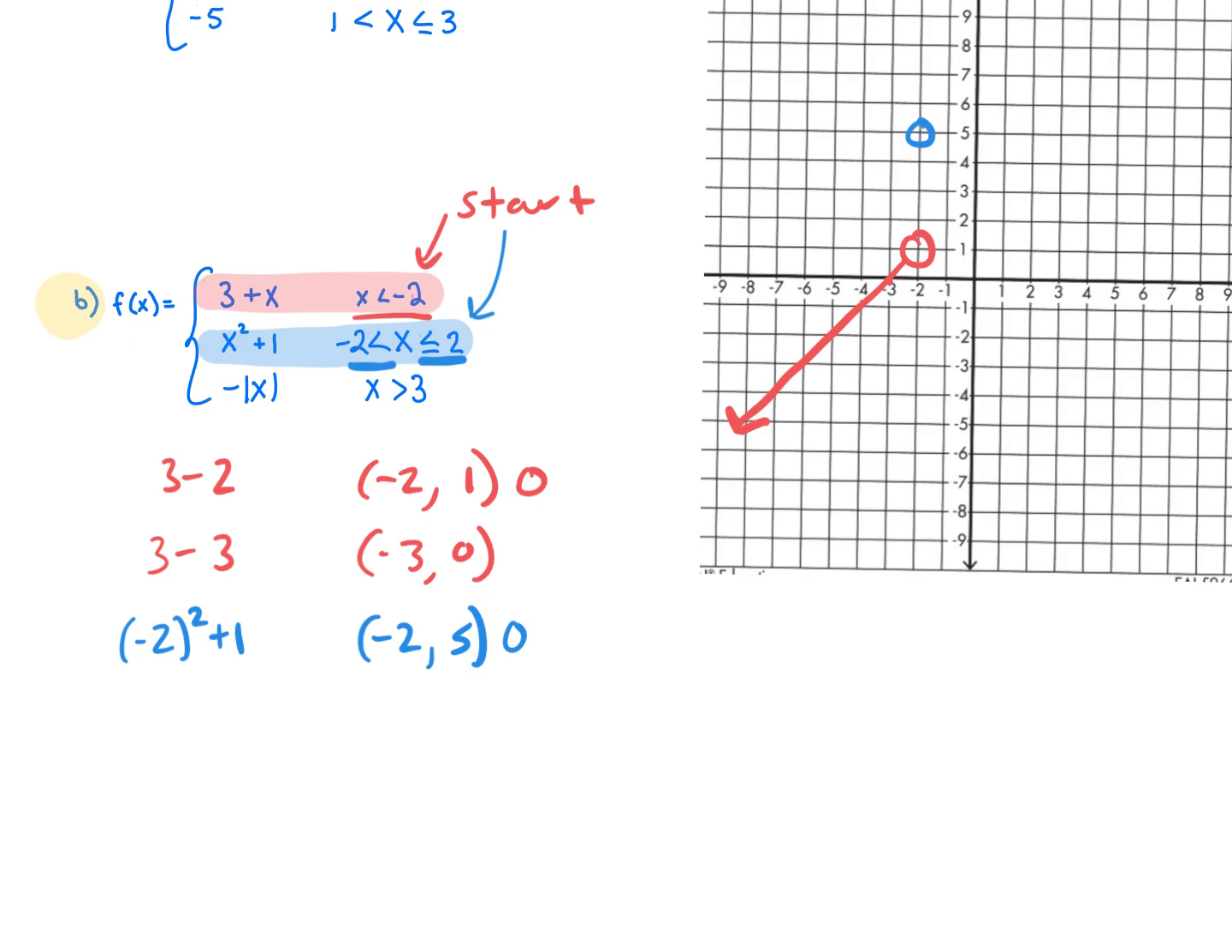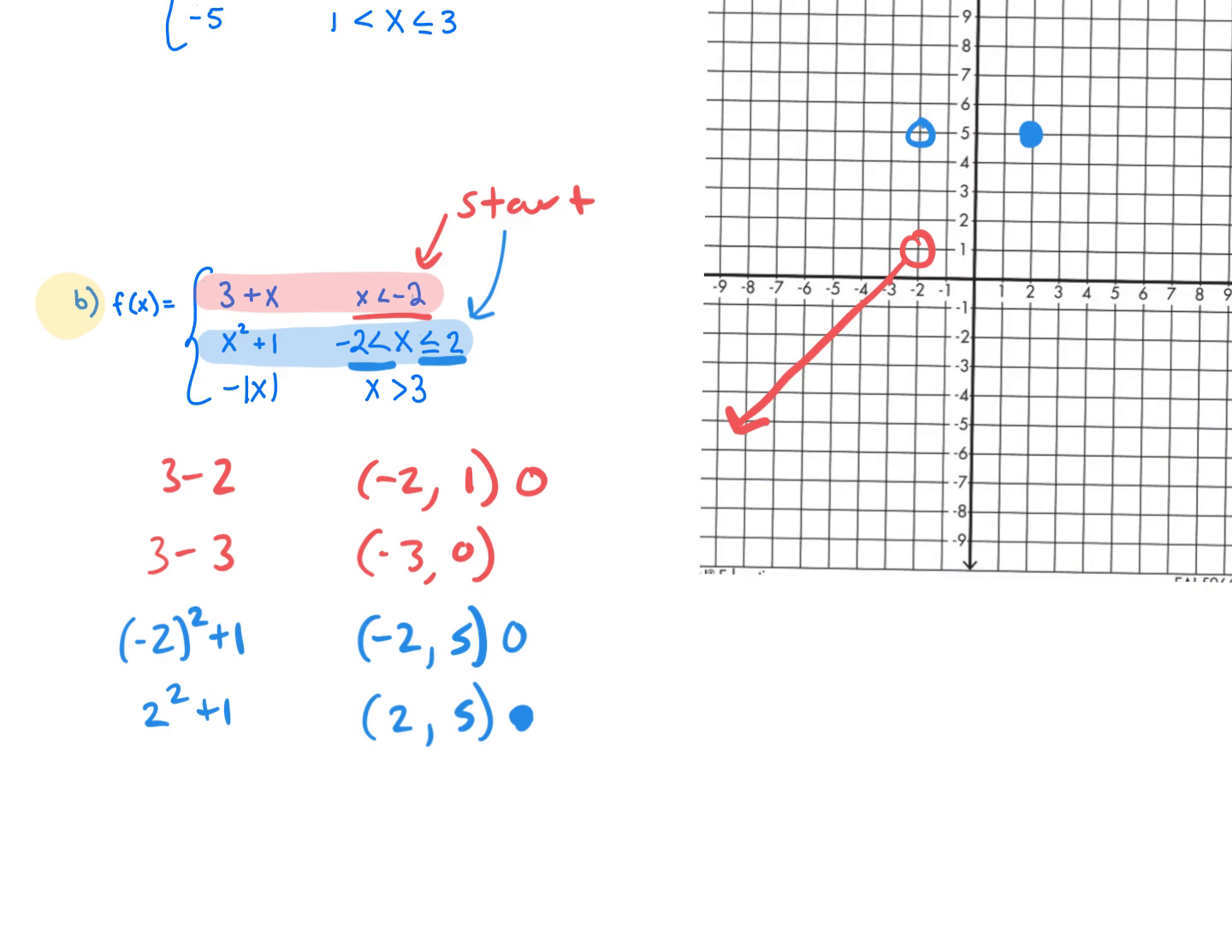Now let's plug in 2. So 2 squared plus 1 is also 5. So we plugged in 2 and got 5. Is this an open or closed circle? It's a closed circle. So we're going to go to the right 2, up 5, put a closed circle. Now, what type of shape is this piece of our graph going to have? A parabola shape. So I can't just connect my 2 points with a straight line because I know that it's a parabola, so it's got some type of curve to it.